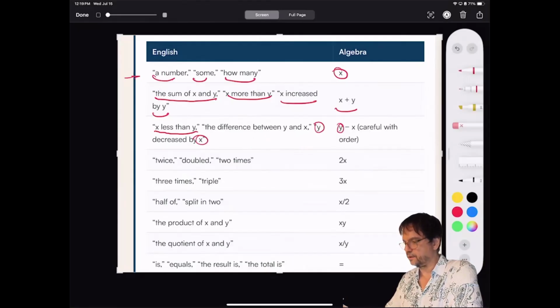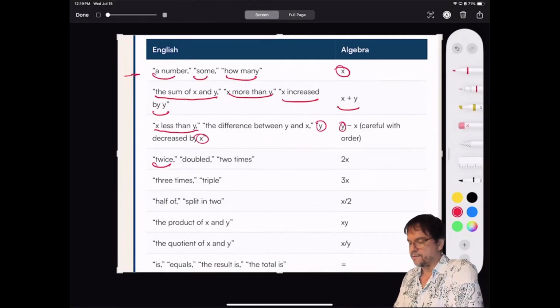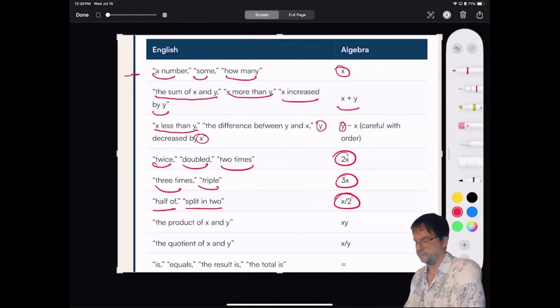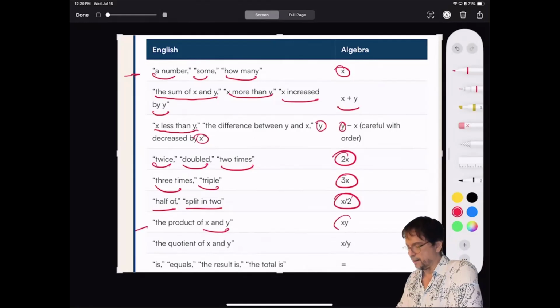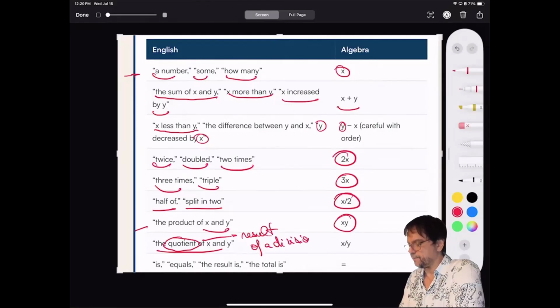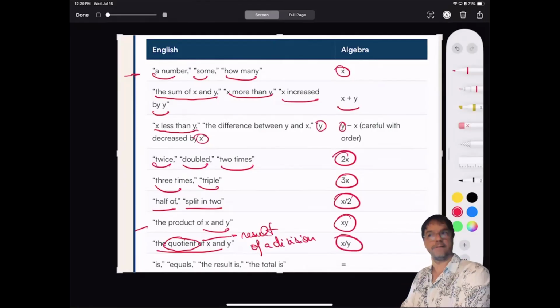Let me create space here. Twice, double, two times, three times, triple, half, split in two, x divided by 2. Do you agree? Yeah. Okay. The product of x and y, x times y. Is that okay? Yeah. The quotient is the result of a division. It's called quotient. Is that okay? Yeah.